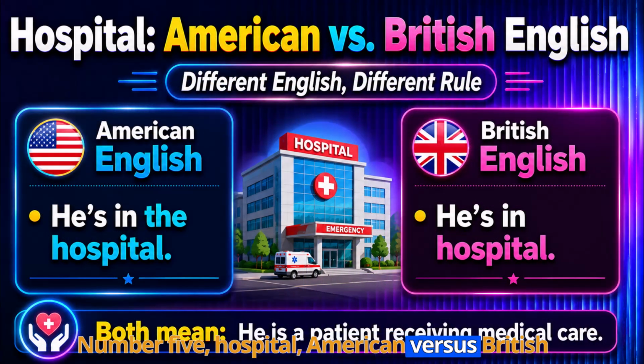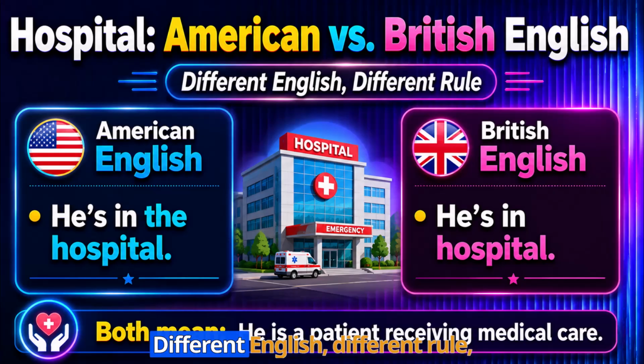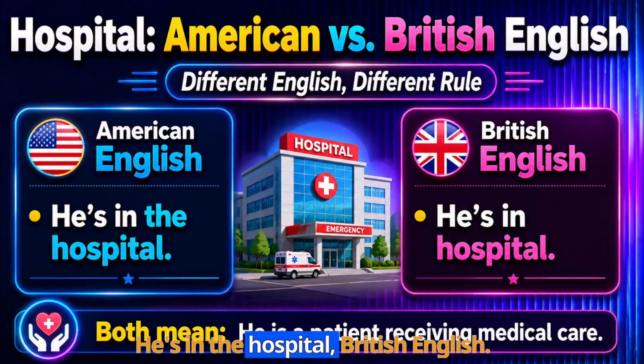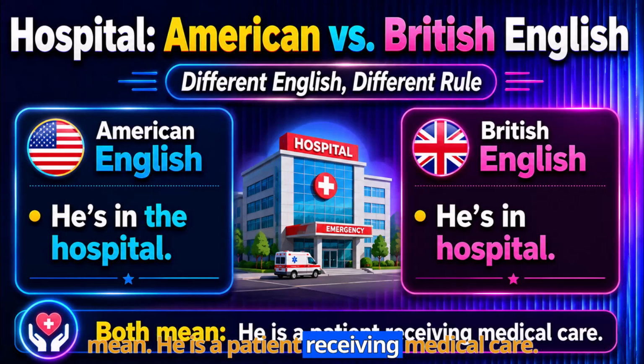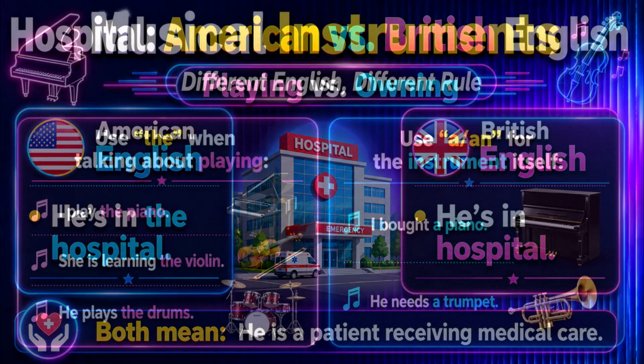Number 5. Hospital, American versus British English. Different English, different rule. American English: He's in the hospital. British English: He's in hospital. Both mean he is a patient receiving medical care.